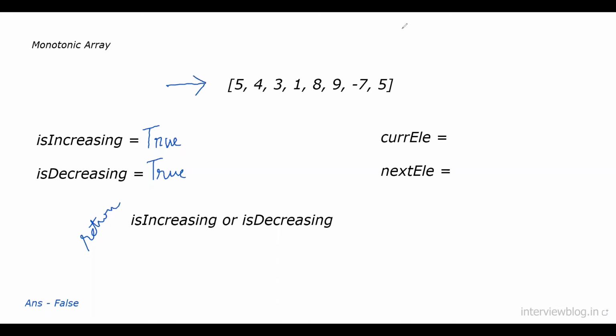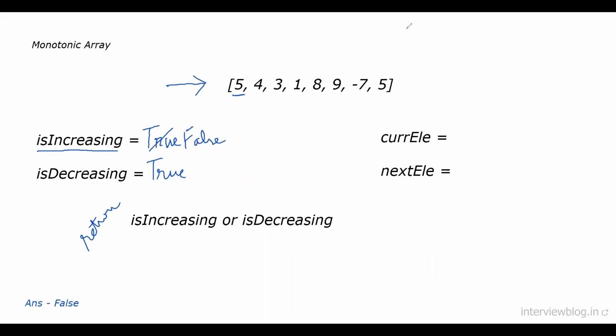In this test case, we can see that the order of the elements present in the given input array is neither in increasing fashion nor in decreasing fashion. So to solve this problem, we'll be traversing the given input array. And at the first step, our current element would be 5 and our next element would be 4. While comparing the current element with the next element, we can see that 5 is greater than 4. That is, our current element is greater than the next element. So therefore, we'll be updating the is increasing variable from true to false.